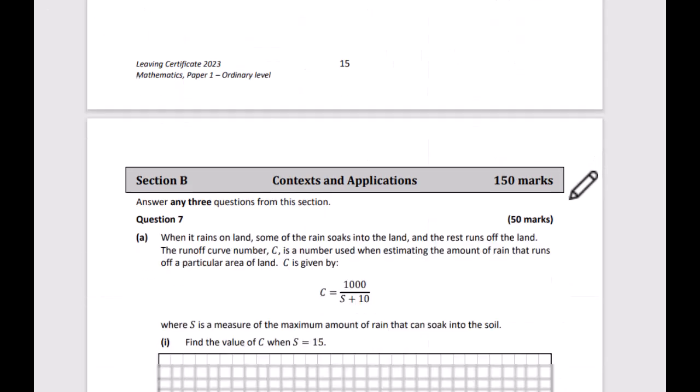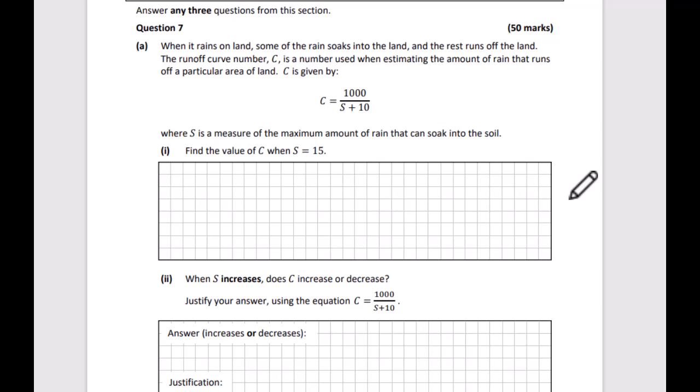Okay, let's move on to question 7, first long question. When it rains on land, some of the rain soaks into the land and the rest runs off the land. The runoff curve number C is a number used when estimating the amount of rain that runs off a particular area of land. C is given by C is equal to 1000 over S plus 10. Now S is the measure of the maximum amount of rain that can soak into the soil. Find the value of C when S is equal to 15.